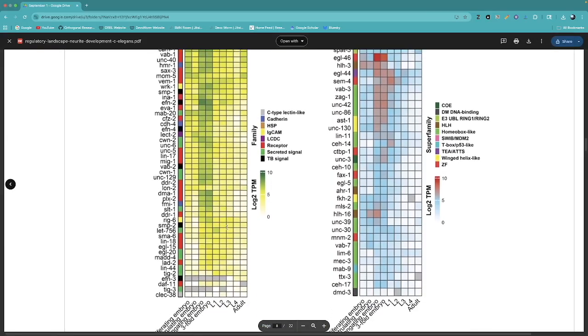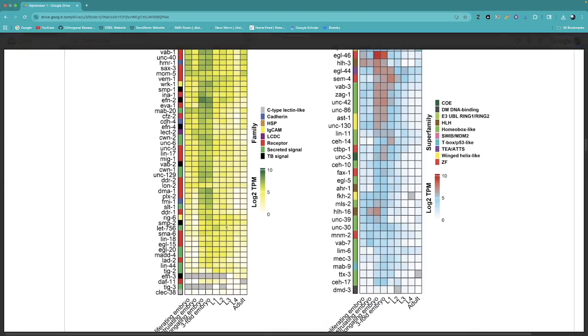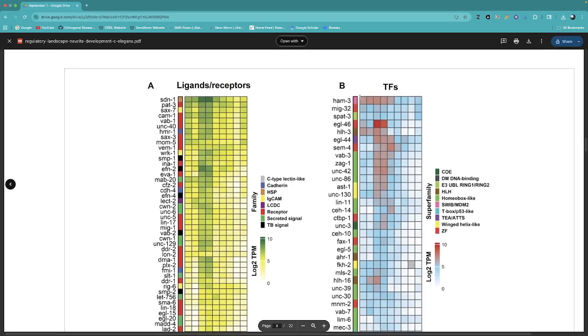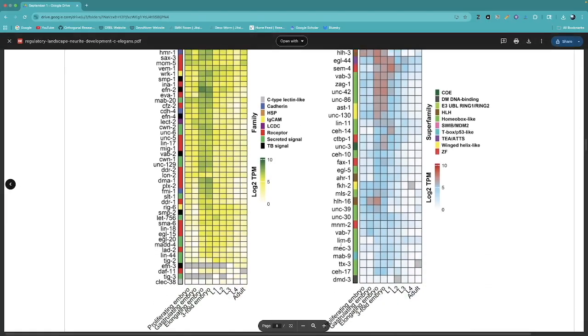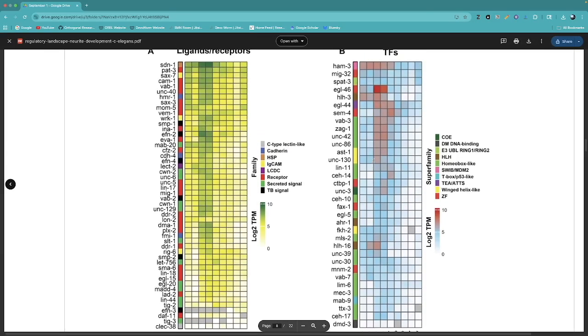For transcription factors, we identify our genes along the side here by their family, and then correspondingly in B for transcription factors with the superfamily. So you kind of know what families and superfamilies these genes belong to. And then you look at the log or the upregulation here.